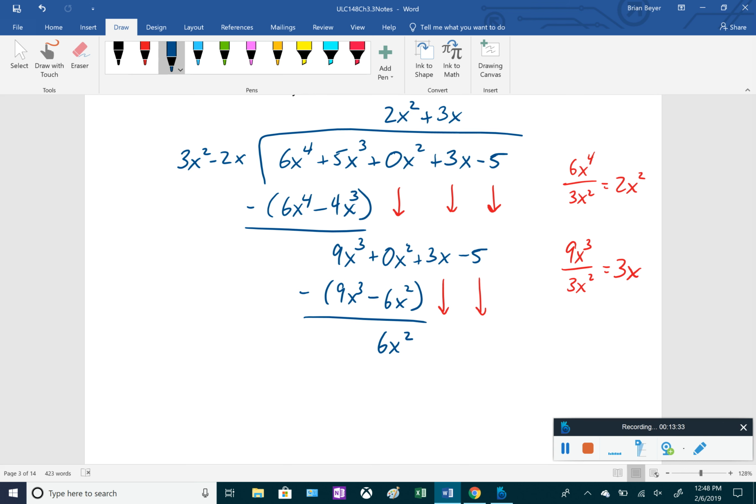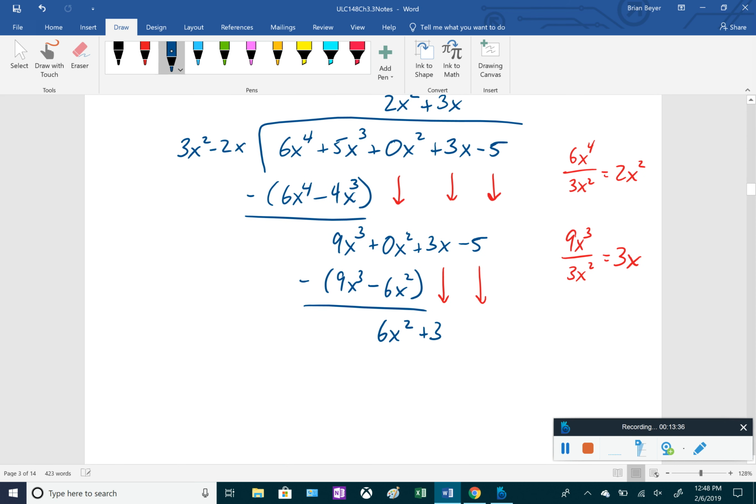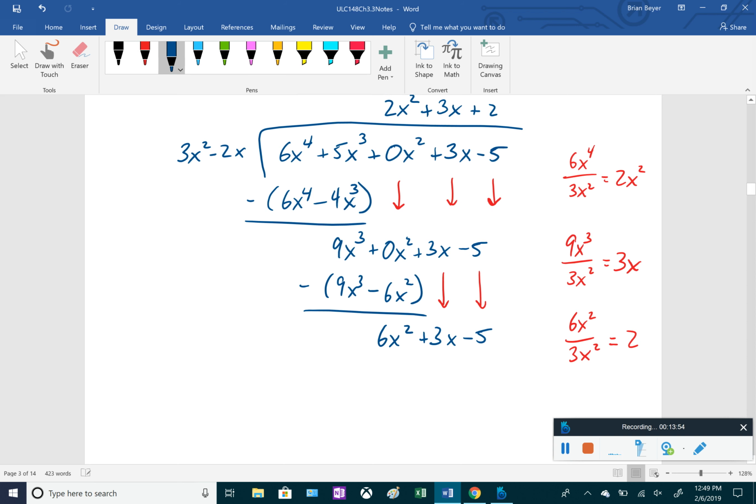We bring down the other ones, and it looks like we can do this only one more time. So what do we have to multiply 3x squared by to get to 6x squared? So we divide again, and we get a value of 2. So the last part of the quotient is going to be 2. Multiply that through and we get 6x squared minus 4x, subtract 3 minus negative 4, 7x. Bring down that 5, that's going to be part of the remainder.